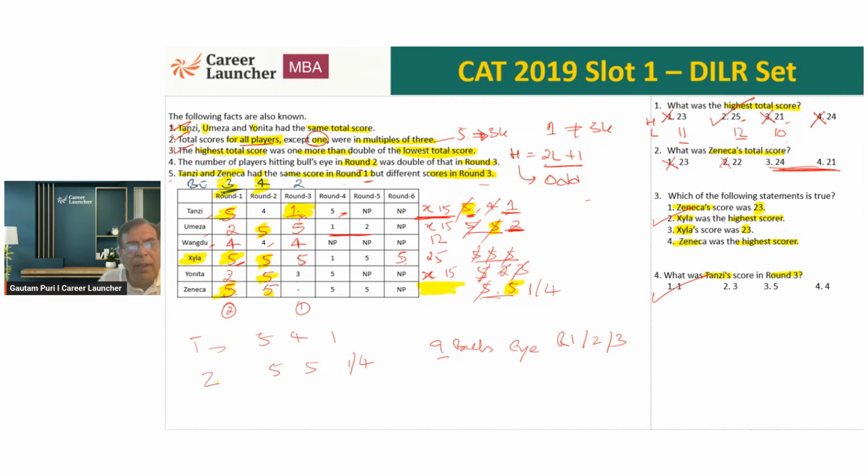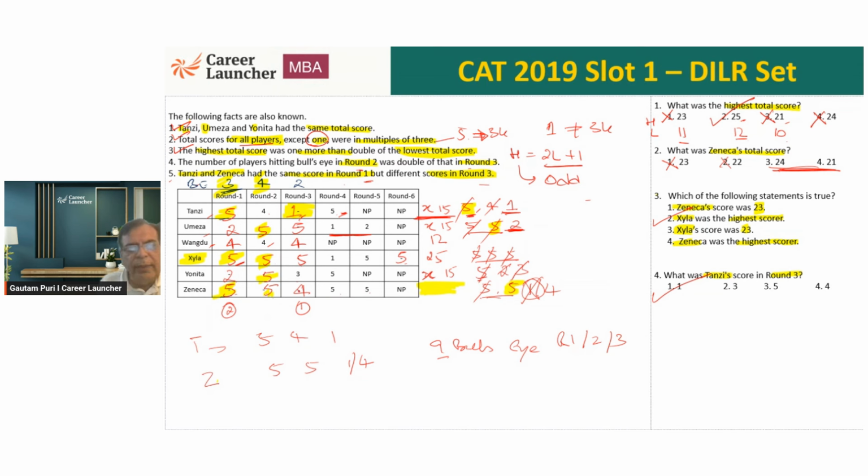Tanzi has scored 1 in round 3. That means Zeneca cannot score 1 in round 3. That means what will this be? This cannot be 1. That means 1 is wrong and it has to be 4. Okay. So what is Zeneca's total score?